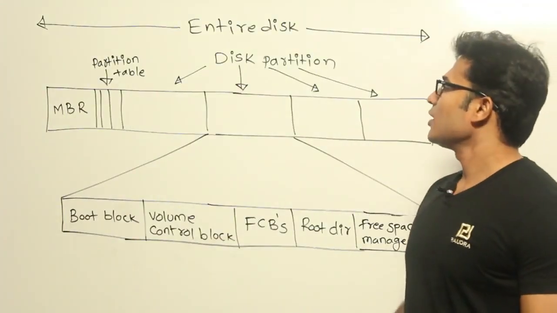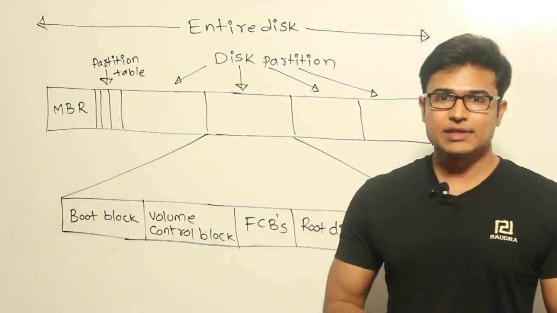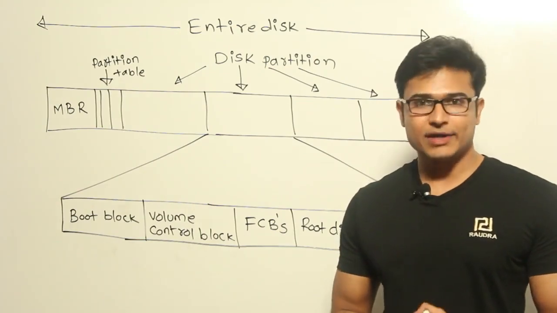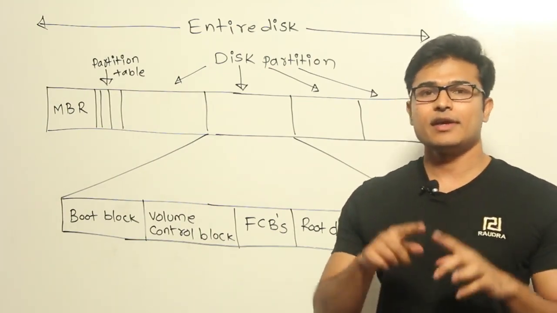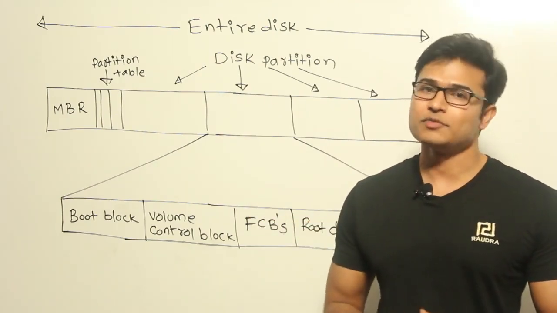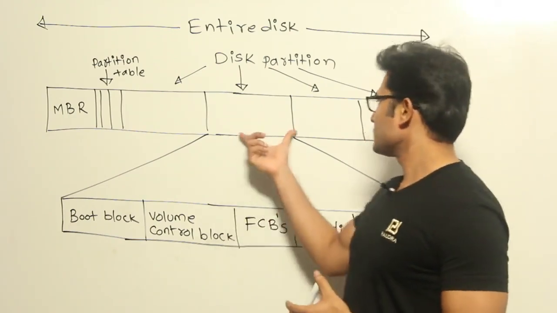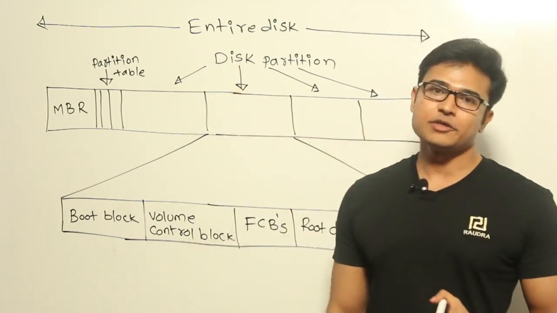Now let's see how the disk is actually partitioned. Sometimes, in a single computer, you might want to run more than one file system or more than one operating system. In that case, we take the entire hard disk and divide it into something called partitions or volumes. Let us assume these are the various partitions we have divided the entire hard disk into.